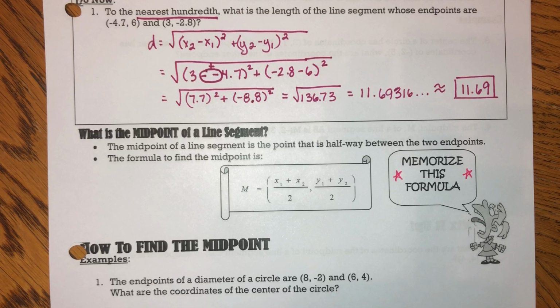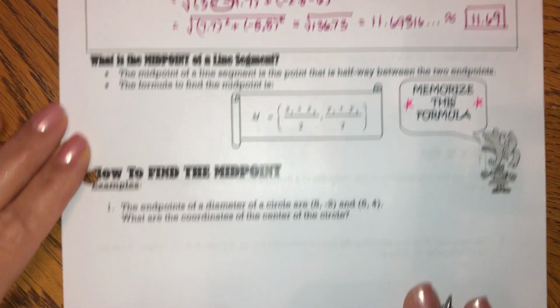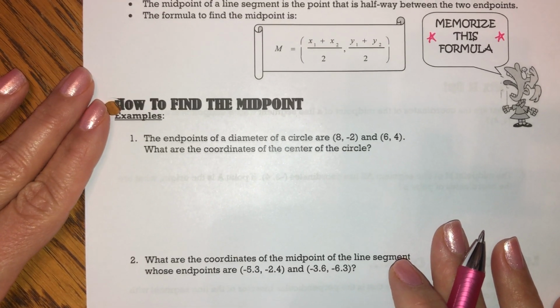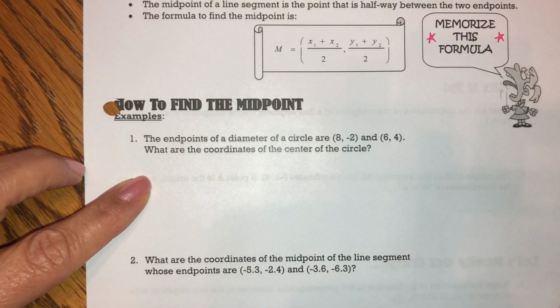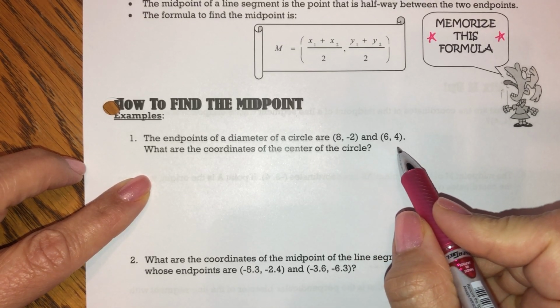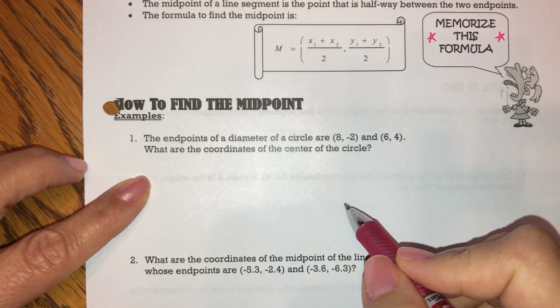So sometimes, of course, they try to disguise these in other questions. Other times they just flat out ask for the midpoint between 2 points. So let's look at a couple of examples. First example here says that the endpoints of a diameter of a circle are (8, -2) and (6, 4), and we want the coordinates of the center of the circle.